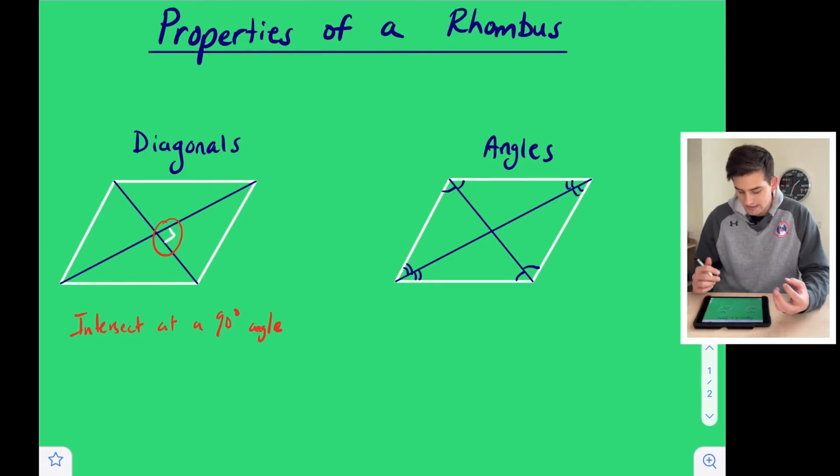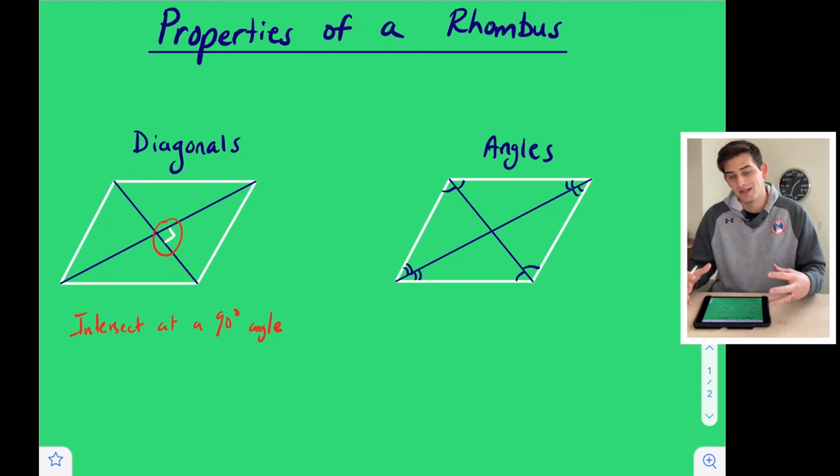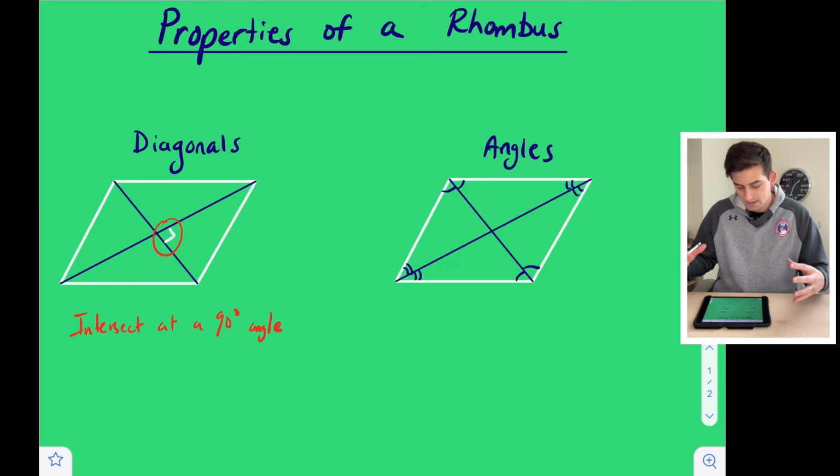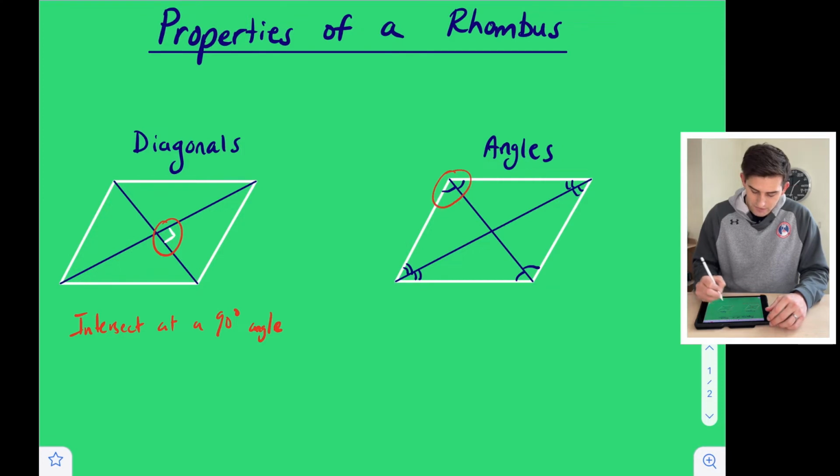And then also the diagonals bisect opposite angles. We've seen before that in a parallelogram, the opposite angles are congruent. So once these diagonals bisect the angles, they're still going to create congruent angles, right? We see these two angles right here are congruent, these are congruent, these two, and those two. So let's use those two properties.